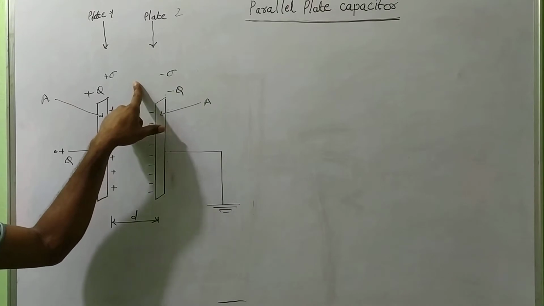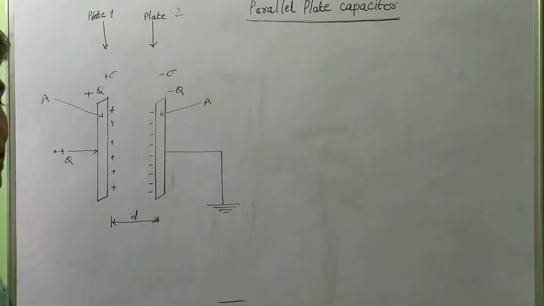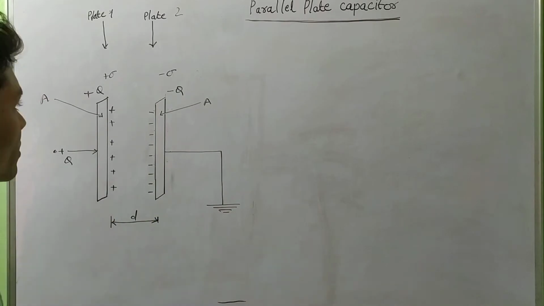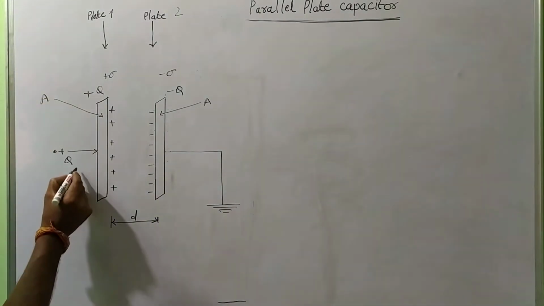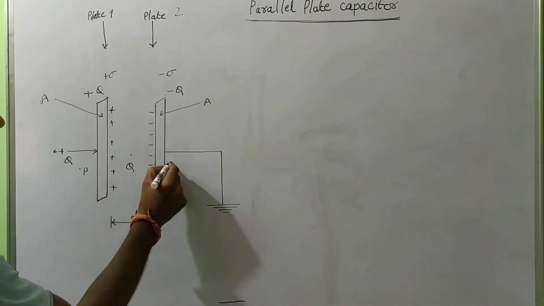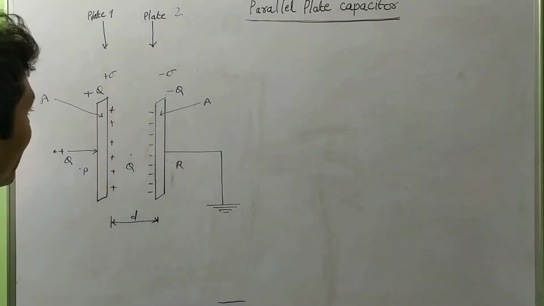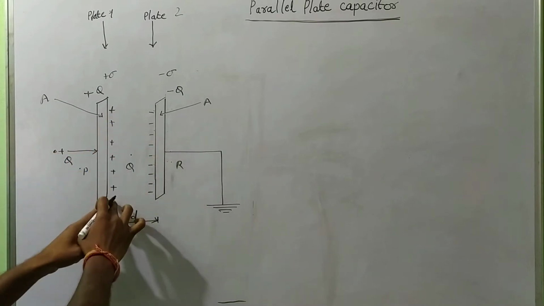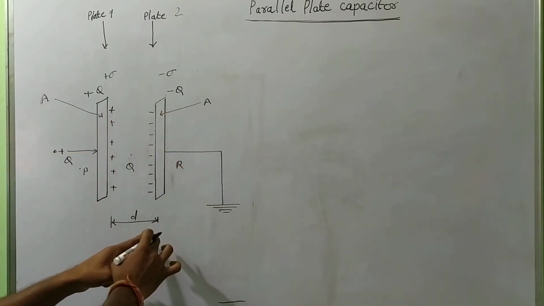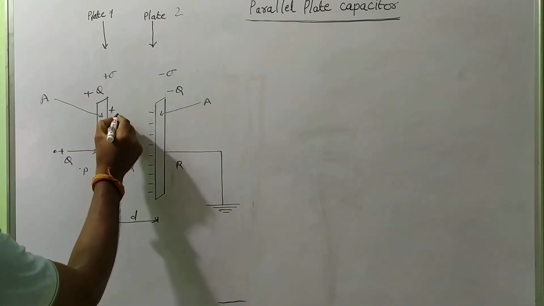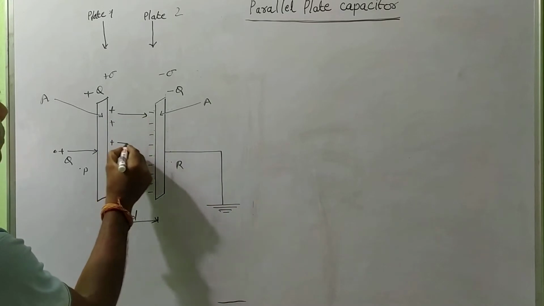Sigma is the surface charge density. Now we have to find the intensity of electric field around this parallel plate capacitor. Let here be point P, here Q, and here R. Inside the parallel plate capacitor, there is a positive plate and a negative plate, so an electric field will be produced, and the direction of the electric field will be from positive to negative.